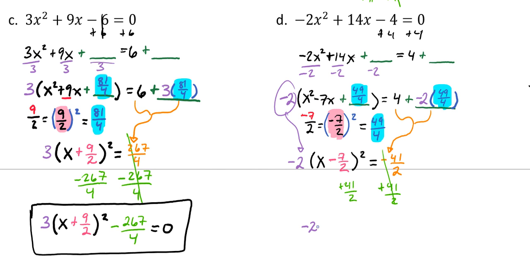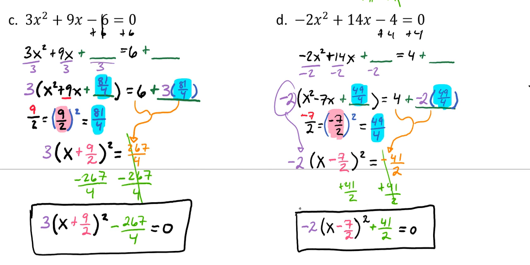So we get negative 2 times x minus 7 over 2 quantity squared plus the 41 over 2 that we just had, and set that equal to 0, and we're finished. And so that is how to complete the square and then write the solution in vertex form.